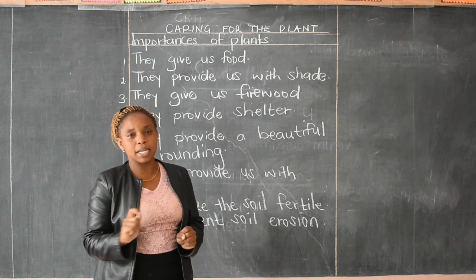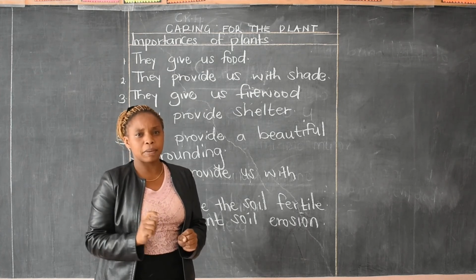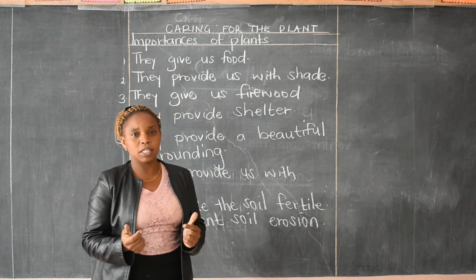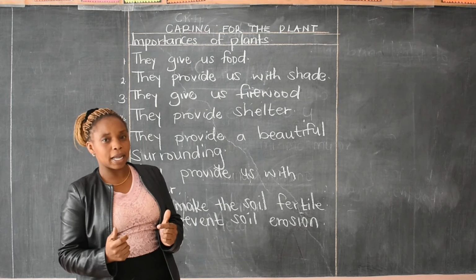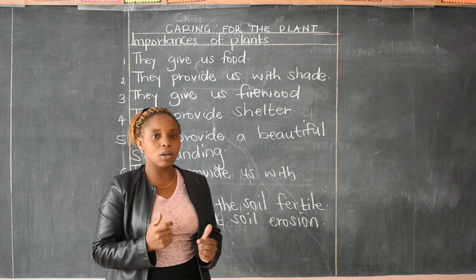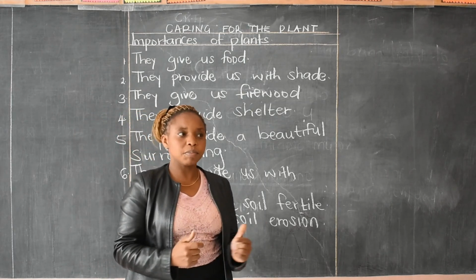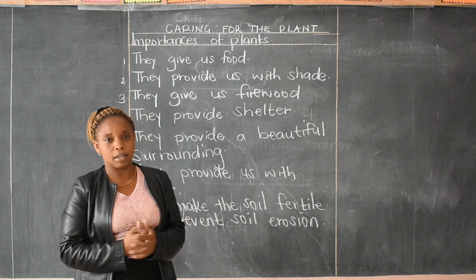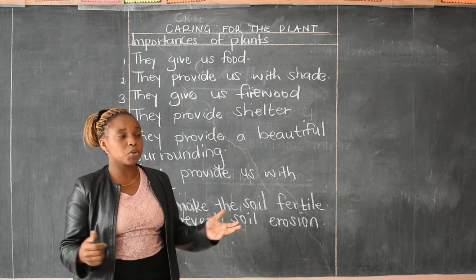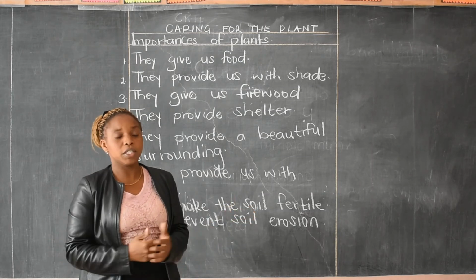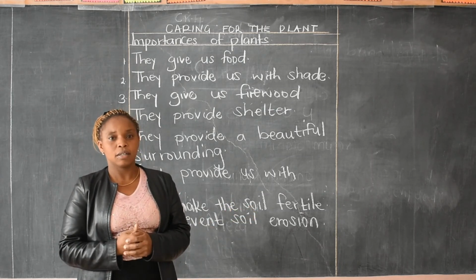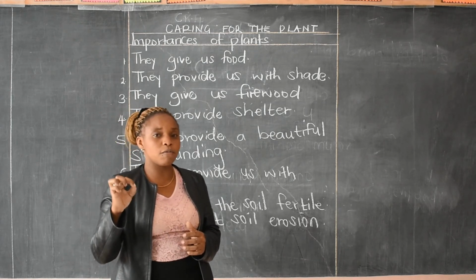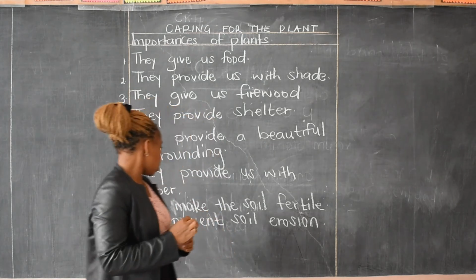Another wonderful point about plants is that they give us medicine. I have this plant called aloe vera. Maybe you've heard about it. That plant is of medicinal value to us. Sometimes at home, we dip it in water and give it to chicken. Sometimes when you have a cold or flu, we boil it and drink that water. So it helps us. It has medicinal value. So we can also write it.